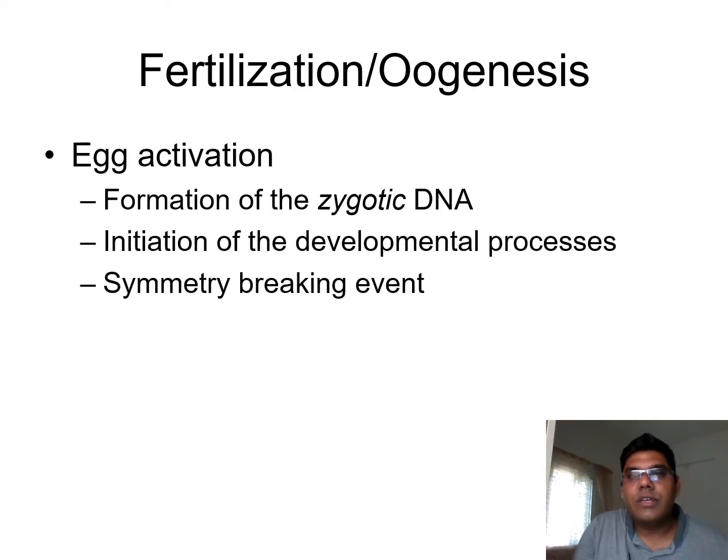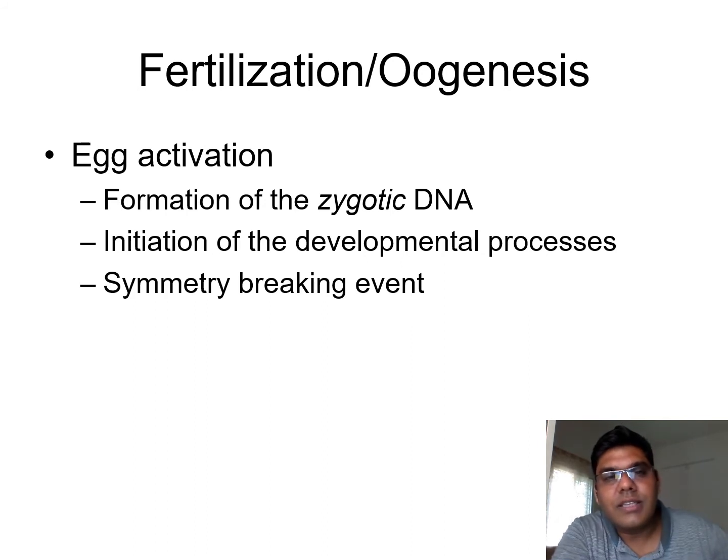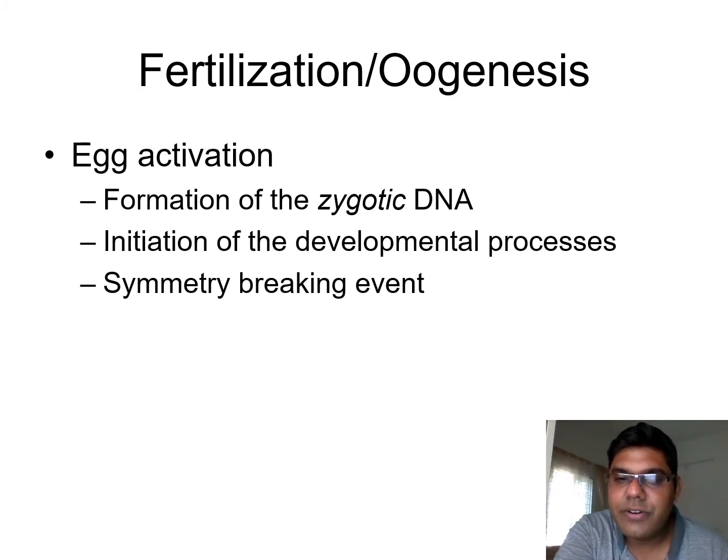If you see the fertilization or oogenesis stage, after the sperm enters inside the egg, egg activation happens and there is a formation of zygotic DNA. That means the germ cells, which are the sperm and the egg, are haploid in nature, whereas the zygote is diploid in nature. So there is a formation of zygotic DNA, and there is initiation of the developmental processes. The symmetry is breaking. This is the symmetry breaking event.